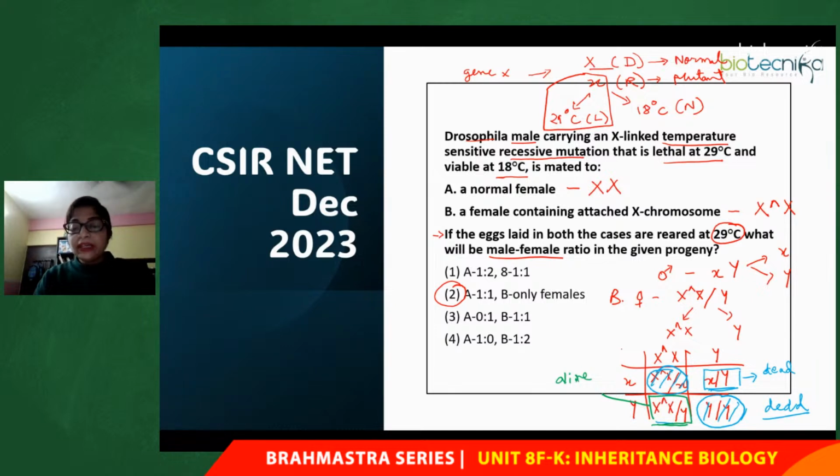And what will be the gender of this progeny? Again, in Drosophila, it is X to A ratio which determines the gender. Here, because 2 X chromosomes are present, it will be a female. So B will be only female. Okay, so you have got your answer. As you can see, you can get your answer only by doing the easier part also.